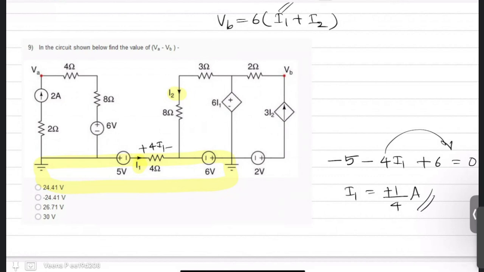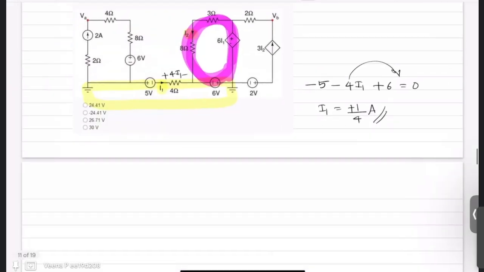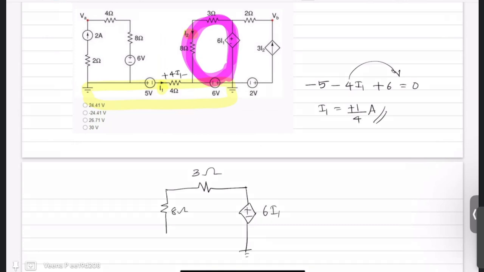For that, I can choose a path to apply KVL. I'm choosing this path because this path has a current source across whose voltage we don't know. So the simplest path is this one. If you consider that path and apply KVL, you have your 3 ohm, a potential 6I1, this is ground, this is another 8 ohm. But I'm not writing the ohm values, I'm directly writing the voltage drop.